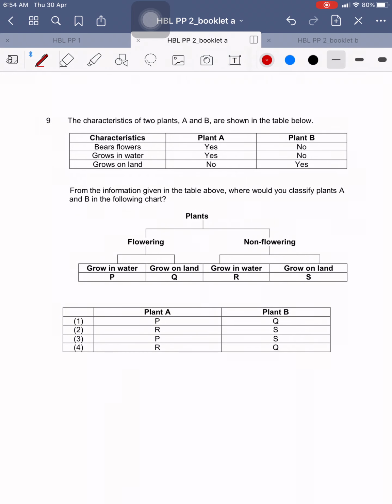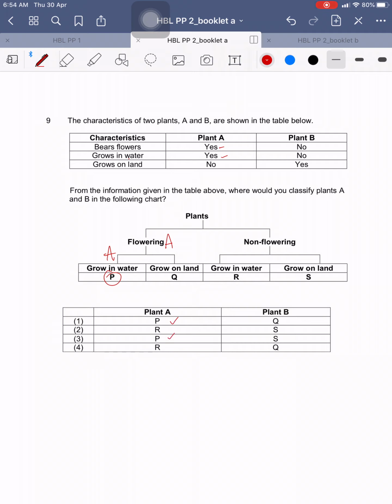Question 9. The characteristics of 2 plants A and B are shown in the table. Now, from the information given, where would you classify plants A and B in the following charts? So we look at plant A. Plant A bears flowers, alright? So we have A on this side. Now plant A grows in water. So I will have A over here. That means A will be P.